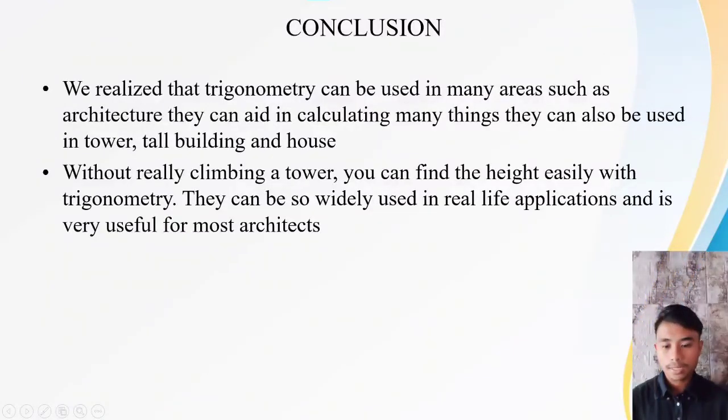Okay, and the last part is the conclusion. First, we realized that trigonometry can be used in many areas such as architecture. It can aid in calculating many things. It can also be used for towers, tall buildings, and houses. Second, without really climbing a tower, you can find the height easily with trigonometry. It is widely used in real-life applications and is very useful for most architects.